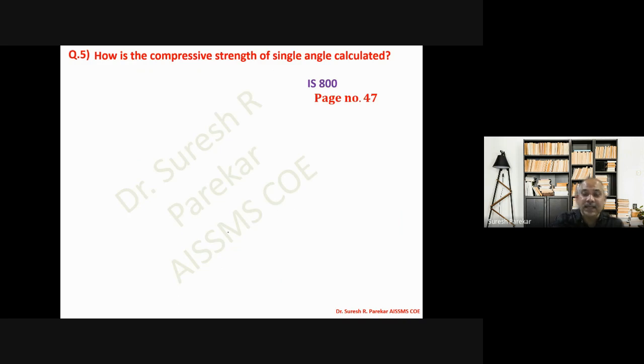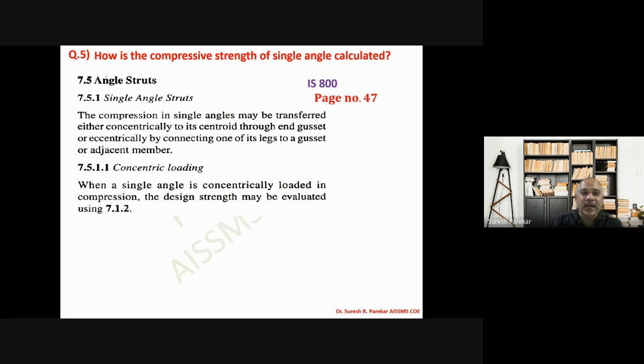Then, how is the compressive strength of a single angle calculated? For single angle we have to go to 7.5, where they have clearly mentioned that the compression member in single angles may be loaded either concentrically to its centroid through end gusset, or eccentrically by connecting one of its legs to a gusset plate. It is difficult to provide concentric loading, so for concentric loading we go to 7.1.2 and directly use the formula PD equal to AE into FCD, and for FCD we can use table 9 ABCD.